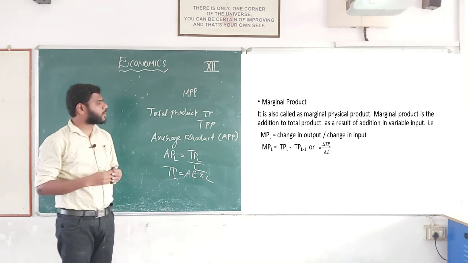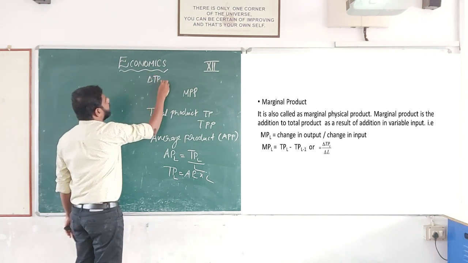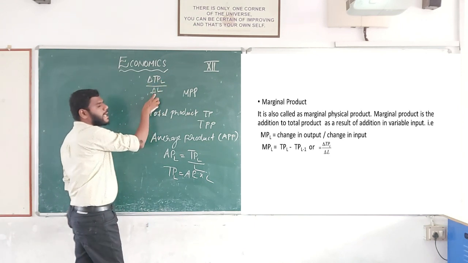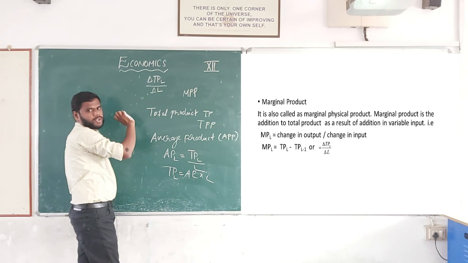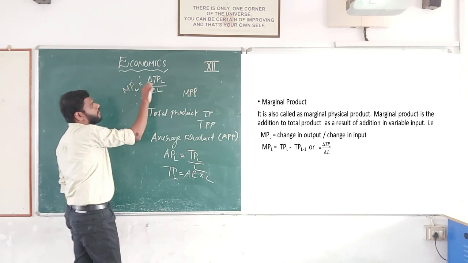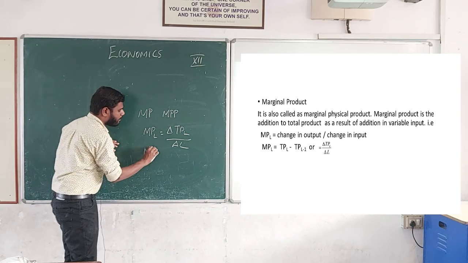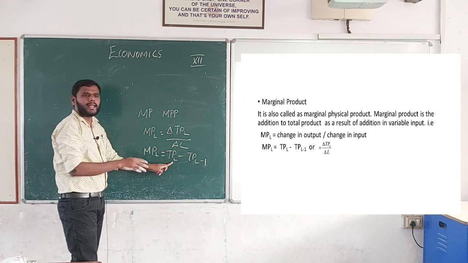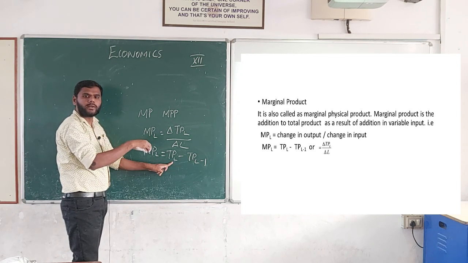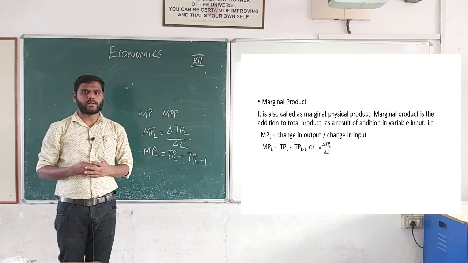And the equation for marginal product is change in output divided by change in input, that is delta TPL divided by delta L. When there is a change in labor, how much change occurs in total product, that is known as marginal product of labor. Or it can be found by another equation, that is MPL is equal to TPL minus TPL minus 1. Here L is the new additional labor involved in production process, and L minus 1 is the previous labor involved in production process. Okay, I think it is clear.